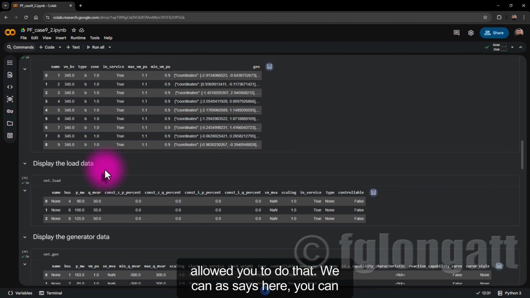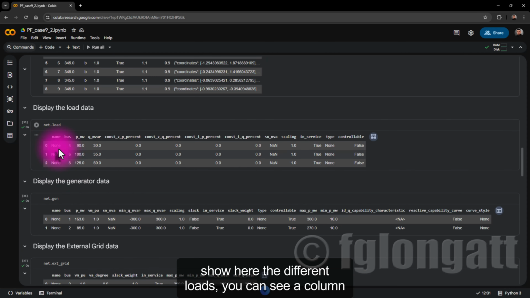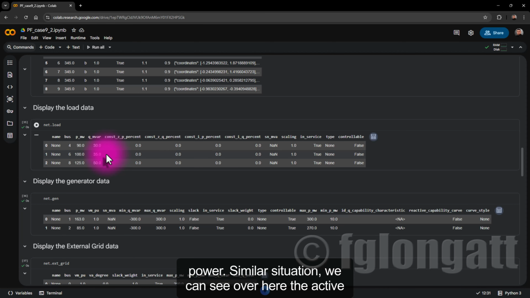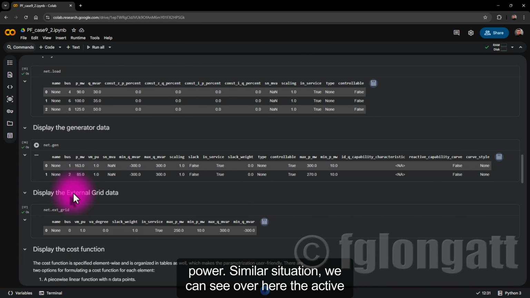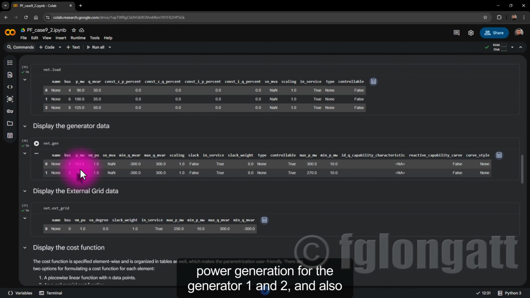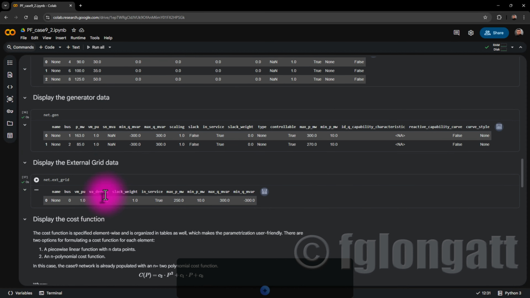We can show here the different loads. You can see a column for the active power in megawatts, and also a column over there for the reactive power. Similar situation, we can see over here the active power generation for generators 1 and 2, and also for the external grids.